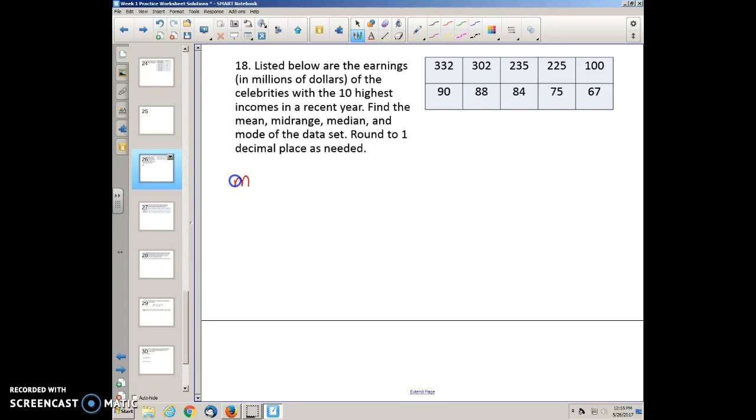Mean, symbolized by x bar, equals the sum of x divided by n. So to calculate the sum of x, we need to add those data values. We get 1,598. N is the number of data values in our data set. There are 10. Divide by 10.